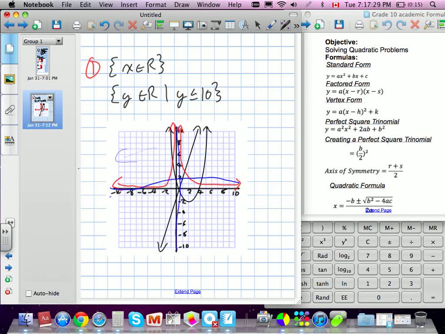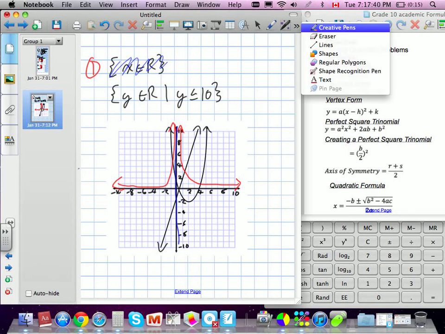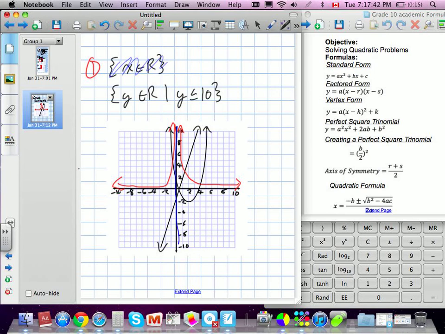And our final graph, which I don't think I can draw unless I do it freehand, so let's do this in blue, looks something like this. Okay, our final one. Does this satisfy the element of all real numbers for x, the domain? Yeah, definitely satisfies that. It's continuous, so it satisfies our y.